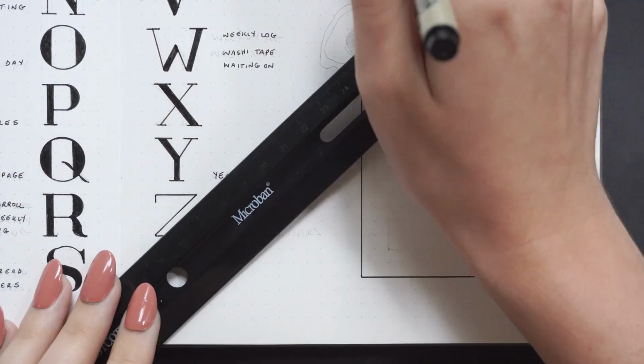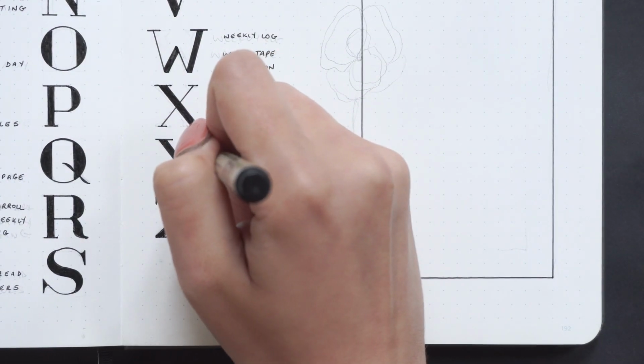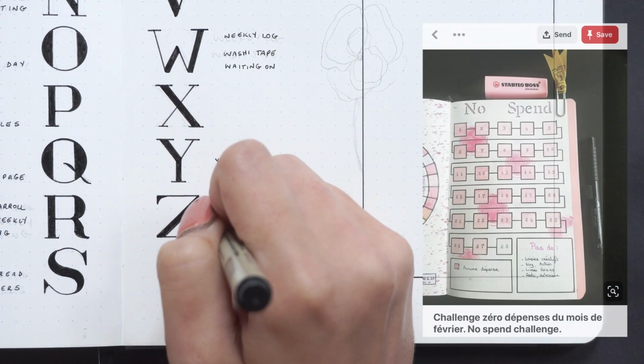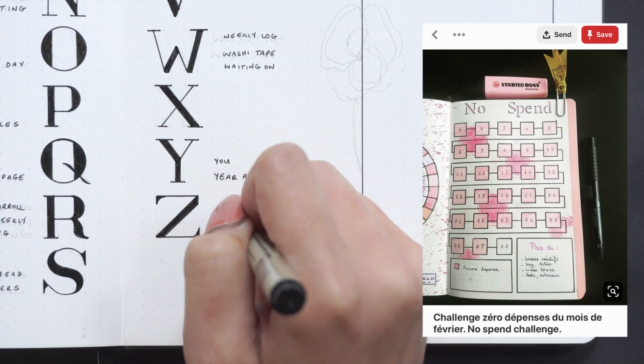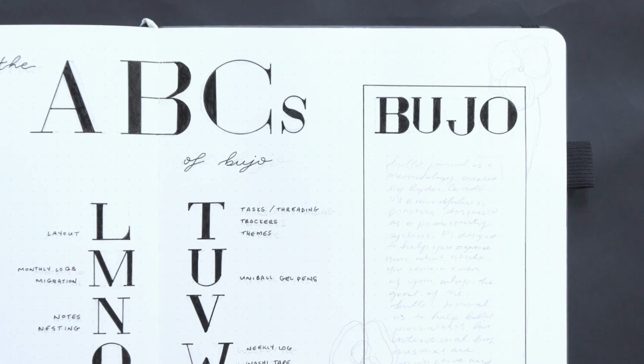And we're on to the very last letter, Z. This is one that I struggled with, but again, Haley, one of my patrons, saves the day. Haley suggested zero spend, which is a common style of tracker that is used to track every day that you don't spend any money.